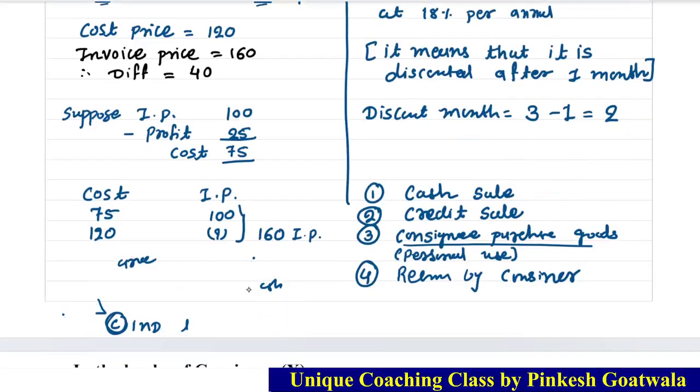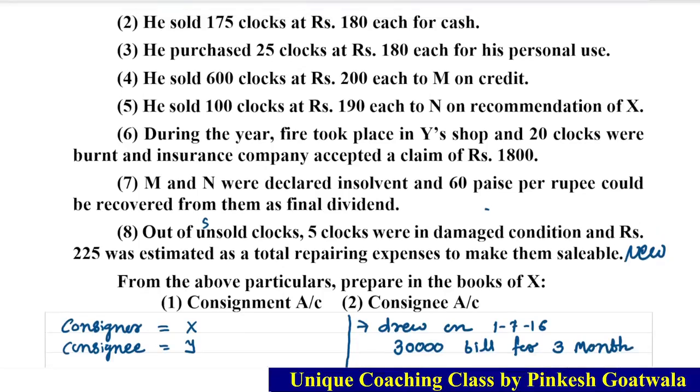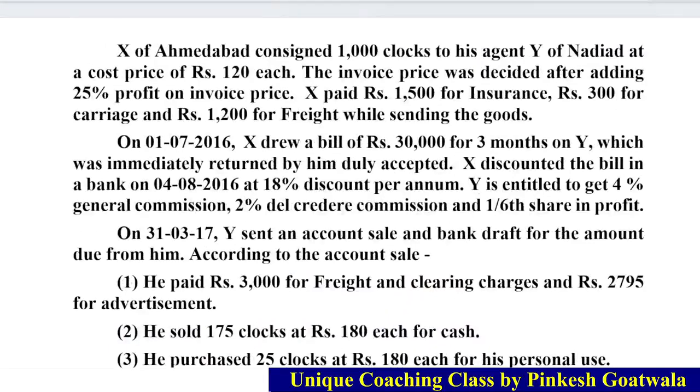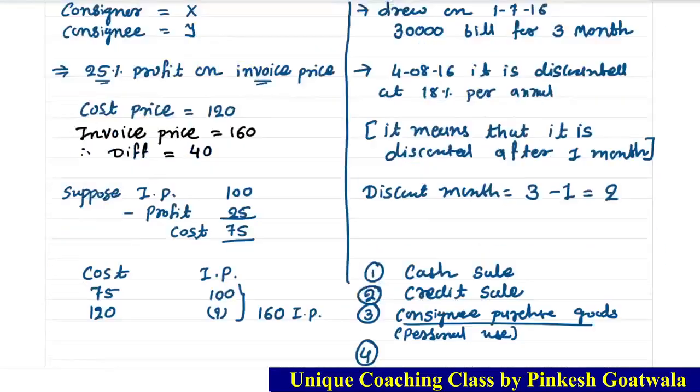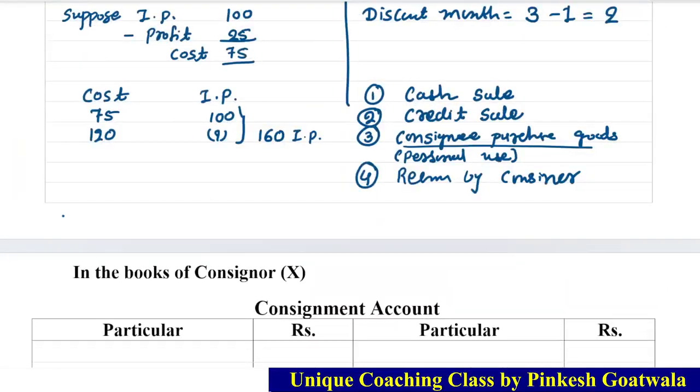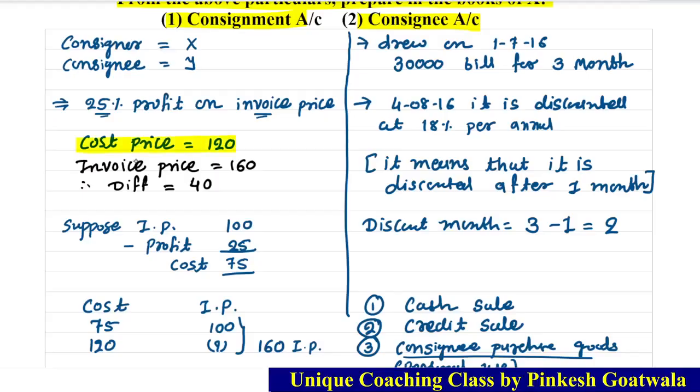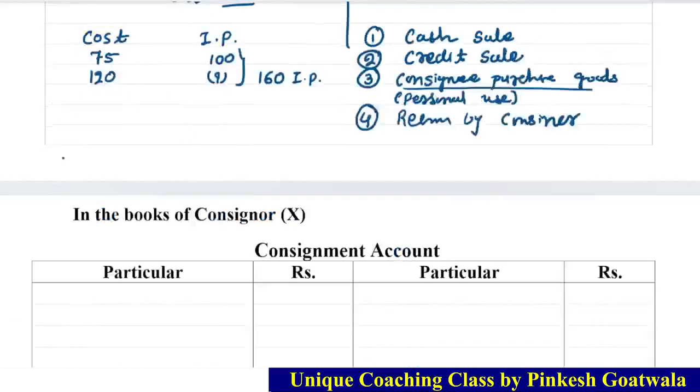So here we are going to prepare accounts in the books of consigner. In the books of X, means consigner, consignment account and consignee Y account. So let's start. First of all, how many clocks sent? Total 1000 clocks sent. Cost price 120. So we have already calculated this point. Here the cost price 120, invoice 160 and difference 40. So we know this effect.